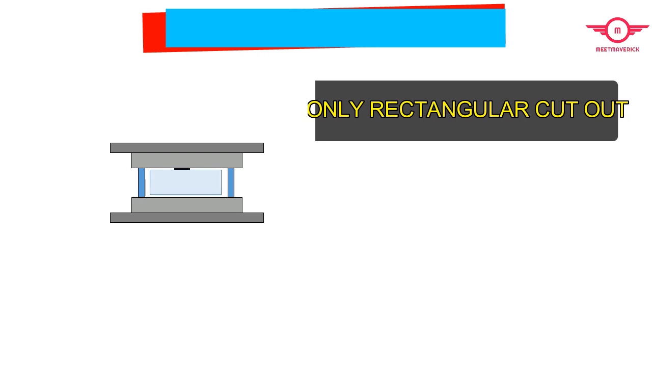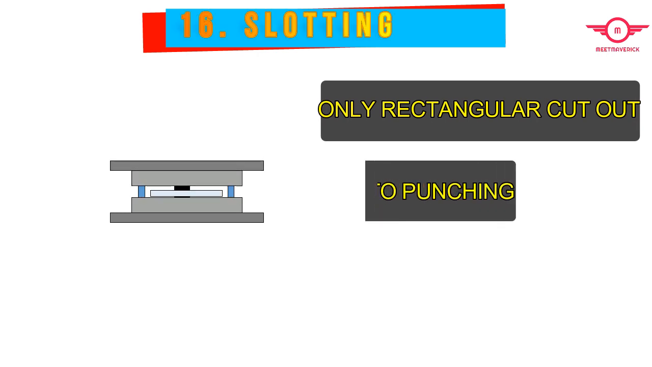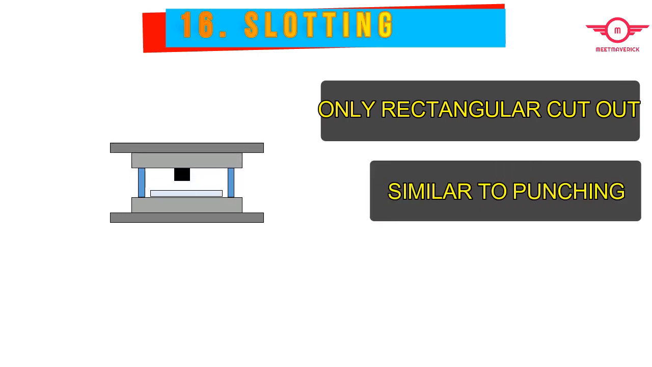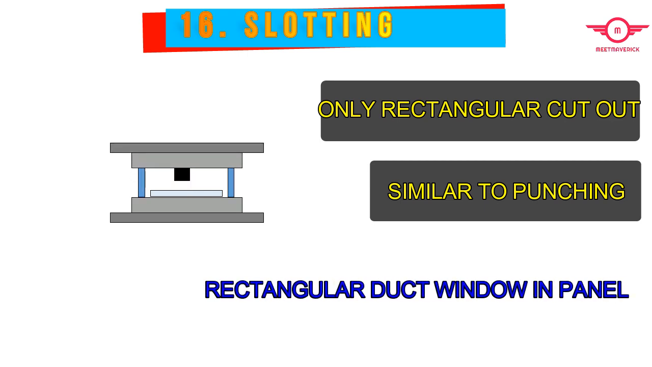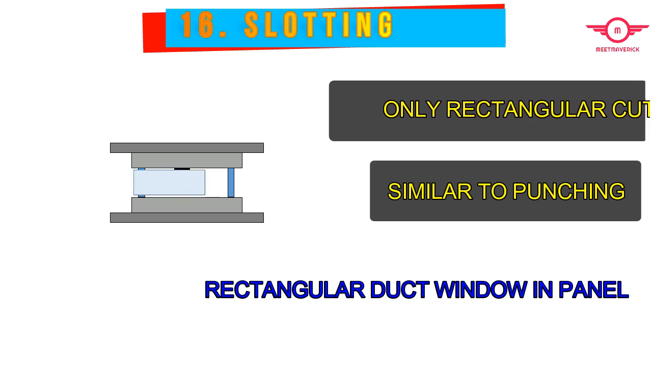Slotting. In slotting operation, rectangular shape holes are made. It is also a type of punching operation, while the punching operation makes round holes. It produces scrap. Making a rectangular duct cutout in an electrical panel is a perfect example.